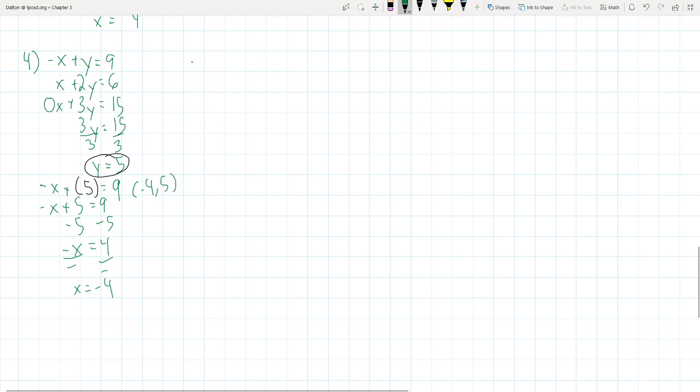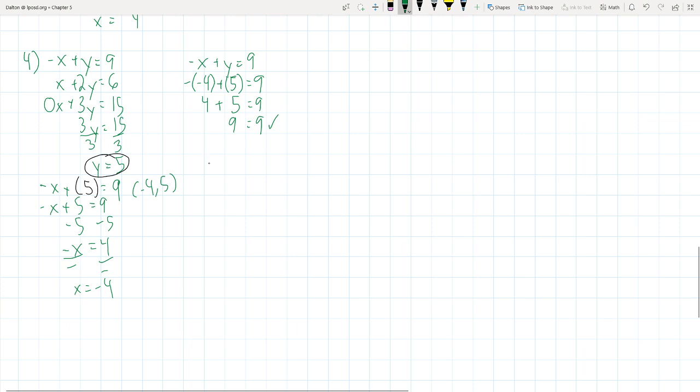Well, let's check it. So if I have negative x plus y equals 9, plug in everything. So negative 4, plus 5 equals 9. Negative negative 4 makes positive 4, plus 5 equals 9. 4 plus 5 is 9. 9 equals 9. That's true.